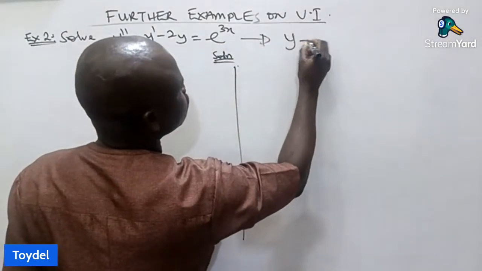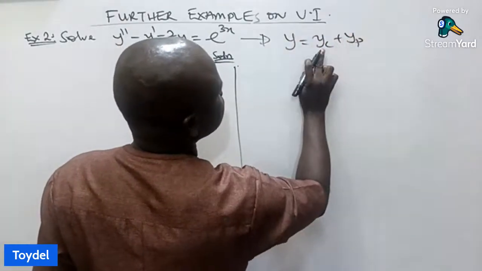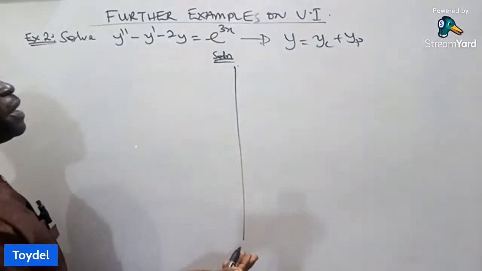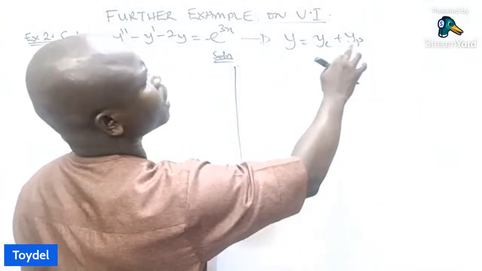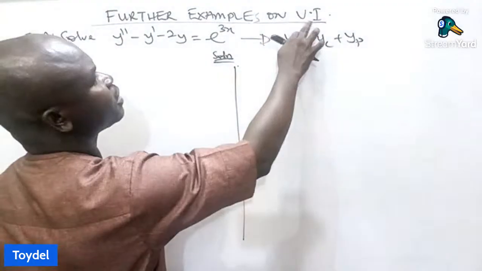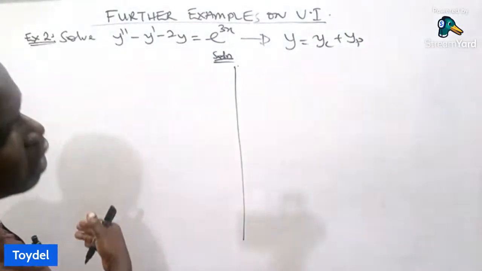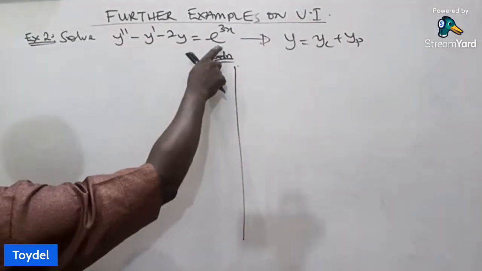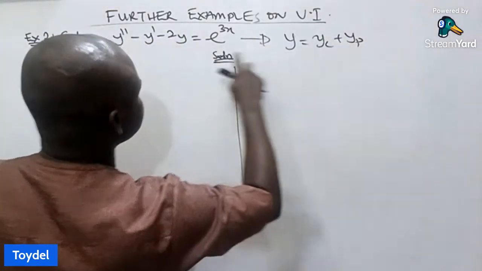So the solution y will be y_c plus y_p. This is the complementary solution, and this is the particular integral. I said if you want to find the particular integral, you must first have the complementary solution. To get the particular integral, we can either apply variation of parameters or the method of comparing coefficients, which we did in the past video. So today we want to apply variation of parameters to solve for the particular solution in this problem.